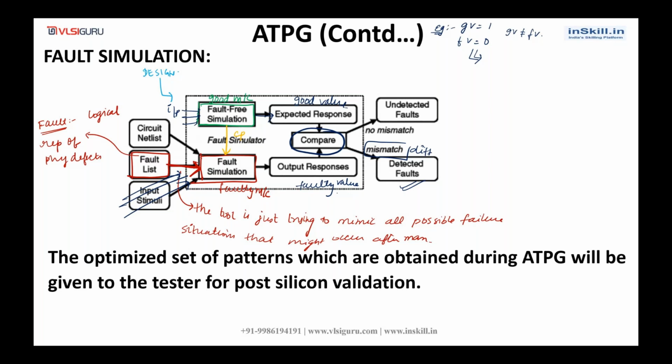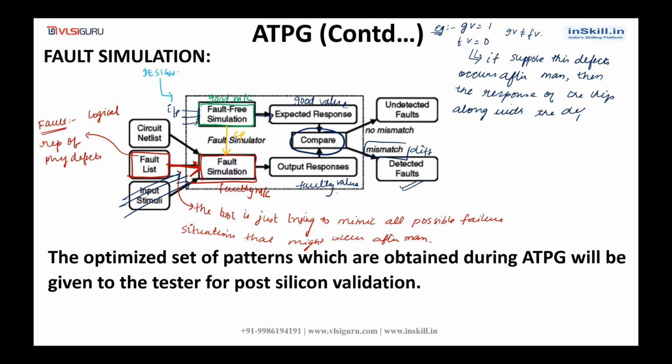It implies that if this defect occurs after manufacturing, then the response of the chip along with the defect will be 0, and the expected value will be 1. That is what it implies. So if this defect occurs after manufacturing, then the response of the chip along with the defect will be 0 and the expected value will be 1.